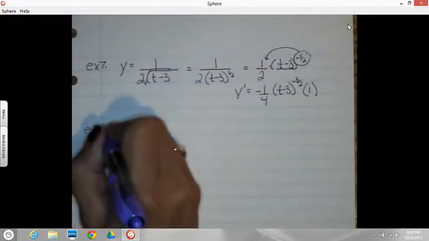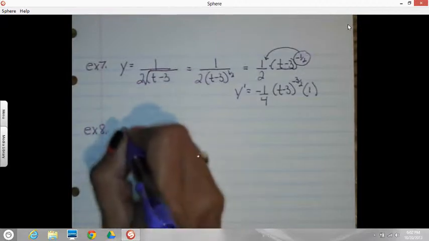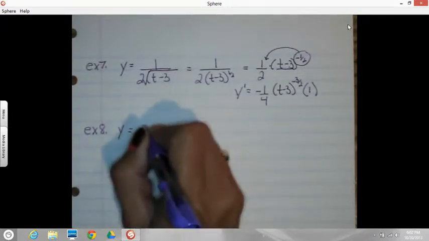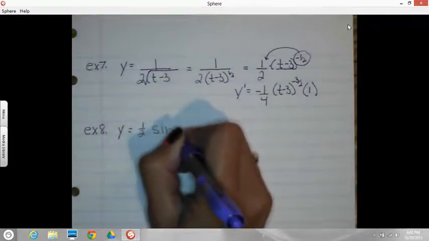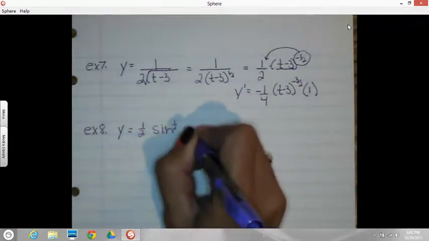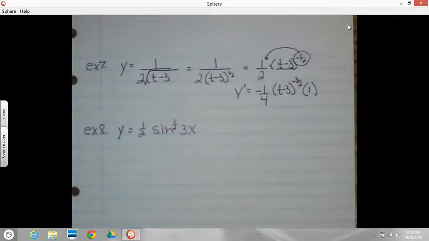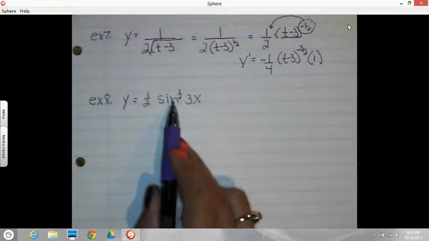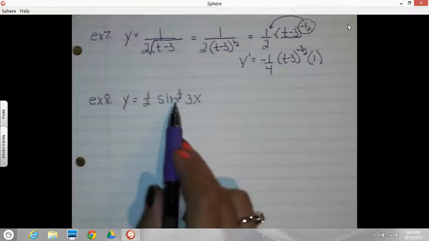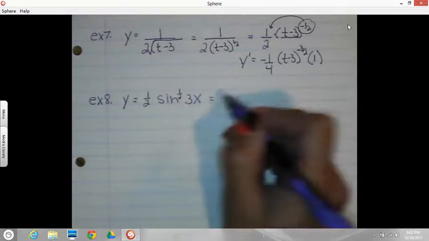Let's do a few more trig ones before we're done here. 1/2 sine to the 1/2 of 3x. And again, anytime I see that exponent on the trig function, I know that's a set of parentheses that mathematicians were too lazy to write. So I'm going to take the time to rewrite it with the parentheses.